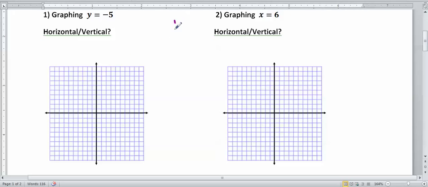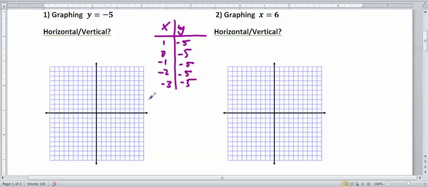If we create a table of values for that, one side is x, the other side is y, just like usual. But this tells me that y is equal to -5. So no matter what x is, whatever I pick, 1, 0, -1, -2, -3, all of these values for y are going to be -5, no matter what. I could pick 100 for x, and the value for y would be -5. So nothing changes there. Every single one of them is -5.